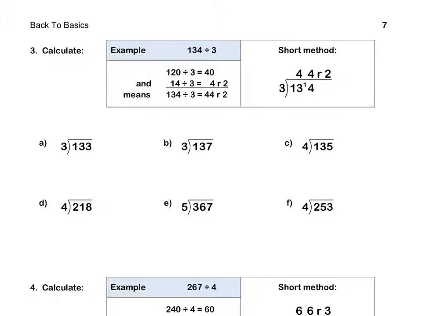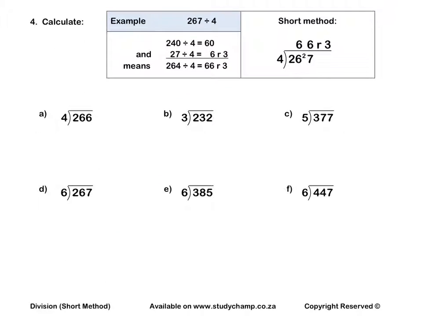Question 3. 3 can't fit into 1. 3 fits into 13 4 times, remainder 1. And 3 fits into 14 4 times, remainder 2. Press pause to complete question 3. Question 4. 4 can't fit into 2. 4 fits into 26 6 times, remainder 2. And 4 fits into 27 6 times, remainder 3.